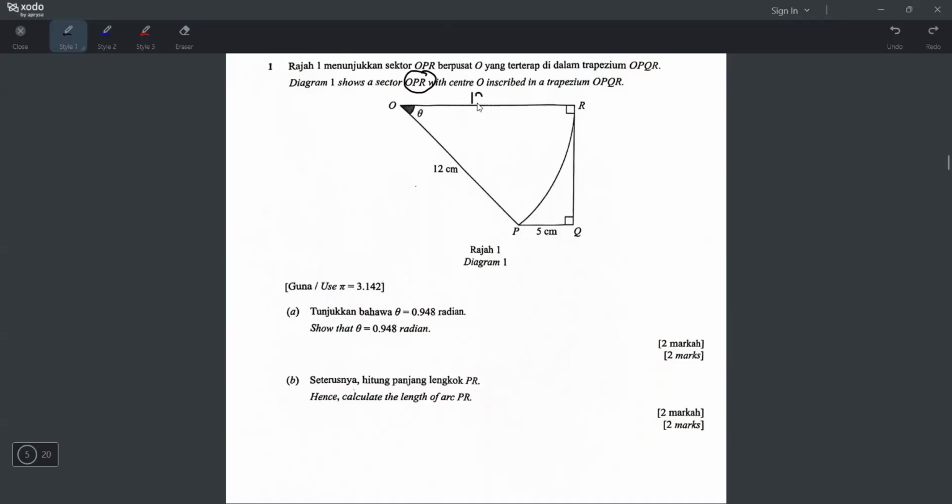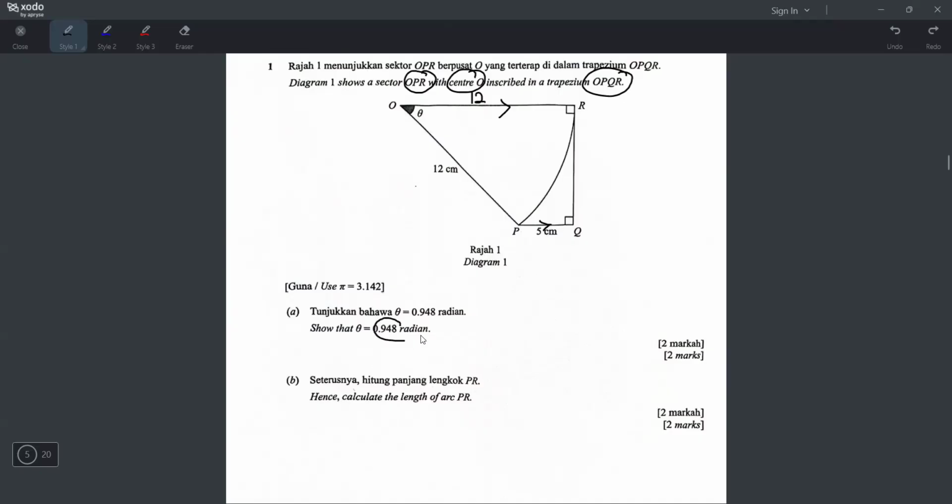And radius must be the same length, so this will be 12 cm. And they say with center O, inscribed in a trapezium OPQR. What do we know about a trapezium? A trapezium has 2 lines that are parallel, right? And you can see it's obviously the OR line and the PQ line, which are parallel to each other, right? And they put 90 degree, 90 degree here. Now let's see what they want for A.